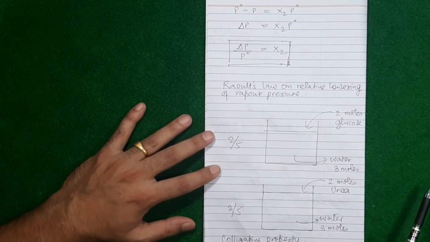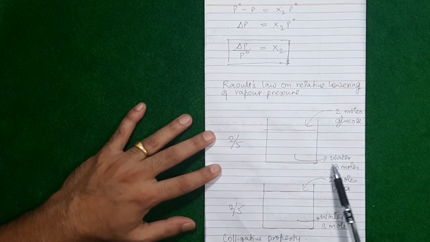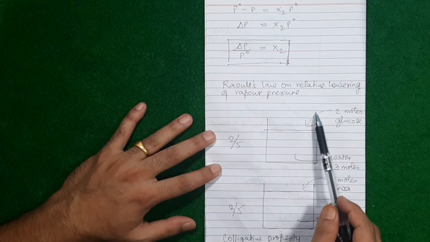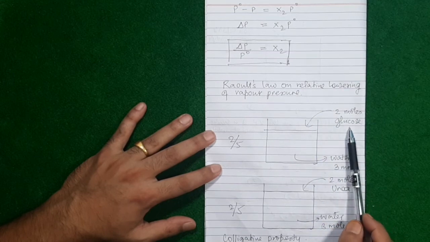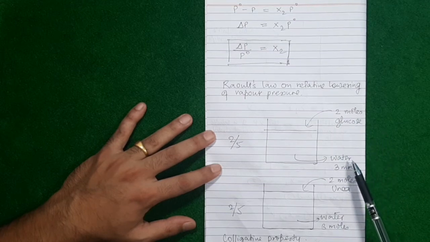Relative lowering of vapor pressure. So for that I have taken a liquid here. Let's say the most common liquid is water. So I have taken a volatile liquid, that is water. How many moles? 3 moles. Now to this water I'll add some number of moles of non-volatile, non-electrolyte solute. So I have chosen glucose because glucose is a covalent compound, it's not a volatile substance, neither is it an electrolyte, it doesn't dissociate. So 2 moles of glucose is added to 3 moles of water.